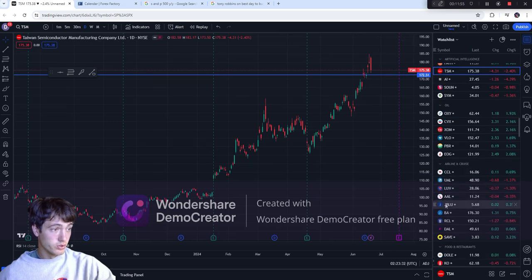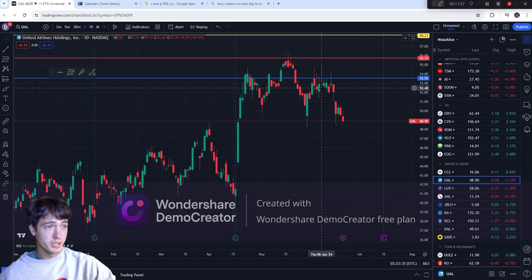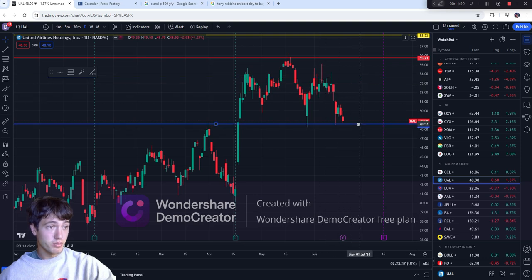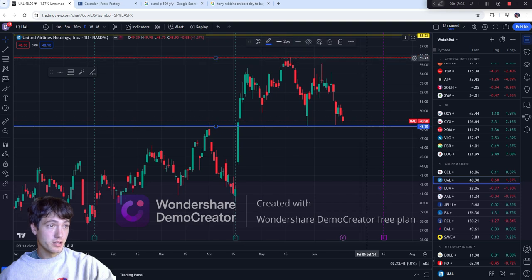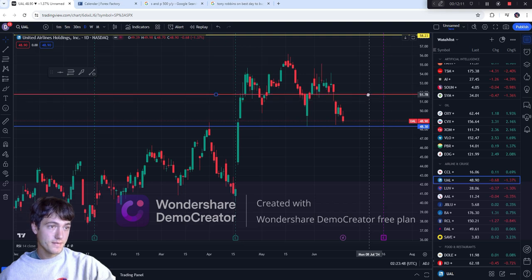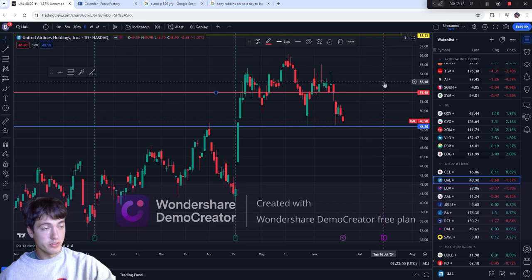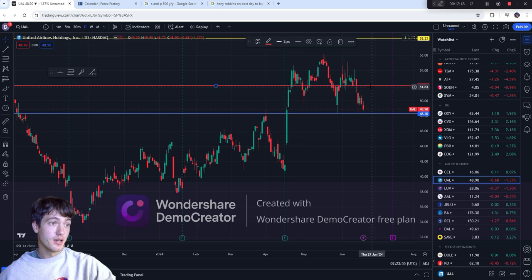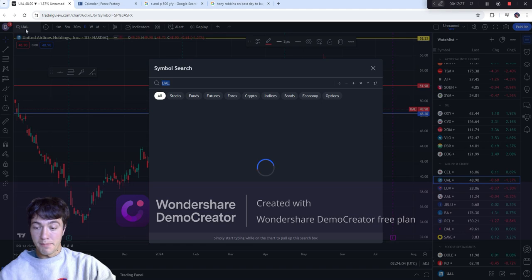Then let's go to UAL. UAL has been coming down these past couple of days. Looks like it's finding support. So I have support right here at 48.30, and then resistance at 51, at 52. So 52 resistance, 48.30 support. If it breaks this resistance, we could see some up again to possibly around 54, so we could maybe scalp with that.